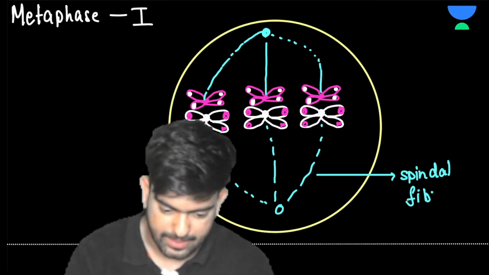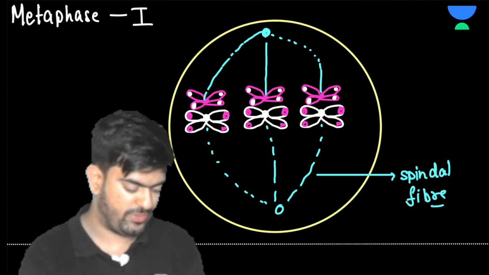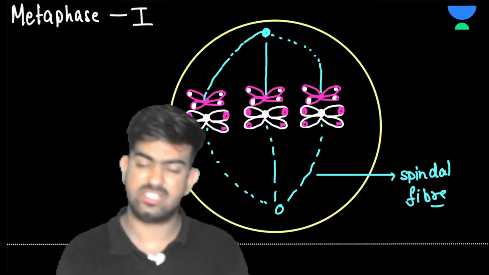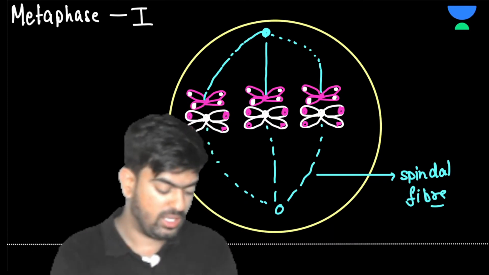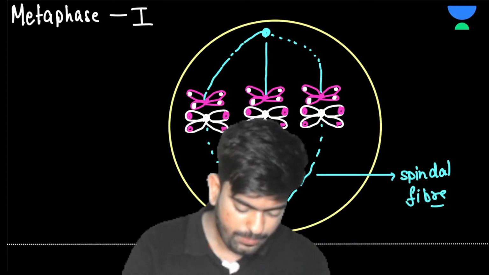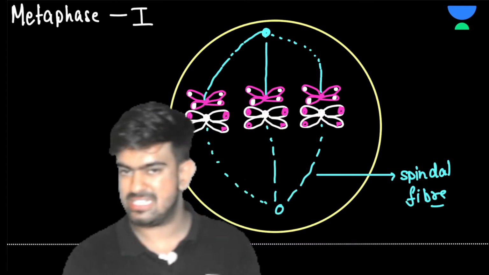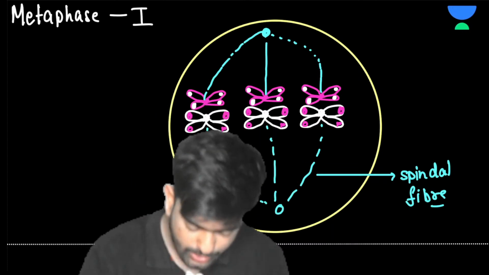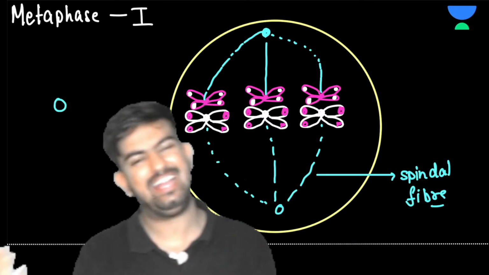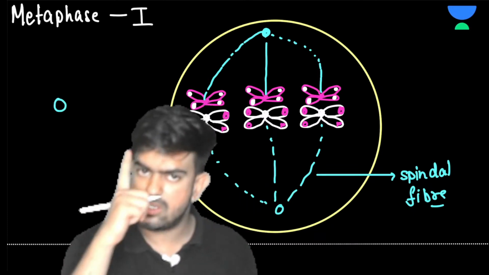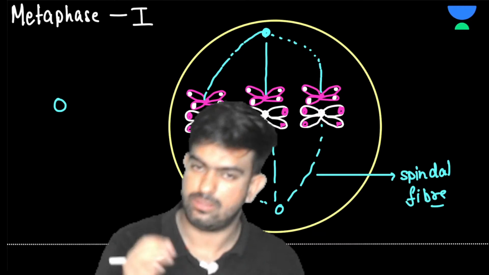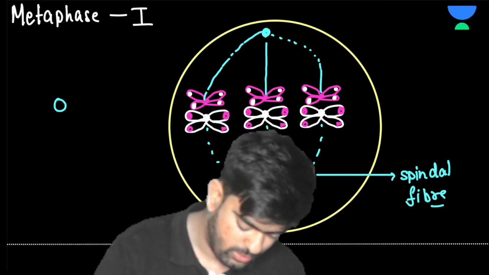Spindle fiber. I hope metaphase is very much clear. It's just like this. It's nothing more. Very easy. So we discussed spindle fiber is getting attached to the kinetochore. What was kinetochore, sir? We have forgotten. If you have forgotten, watch the previous lecture again. But okay, I'm going to make you understand.